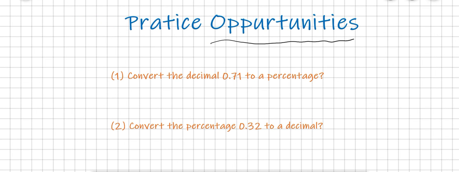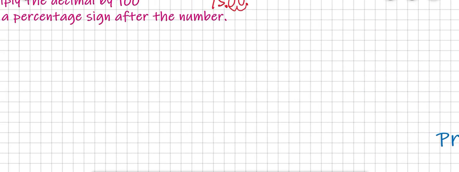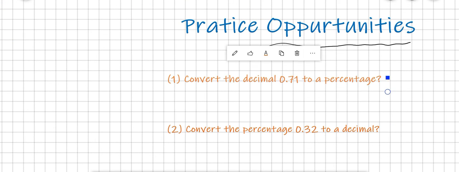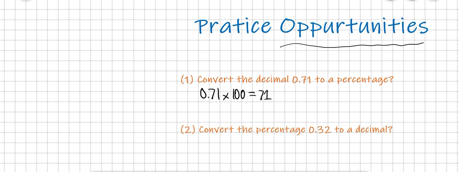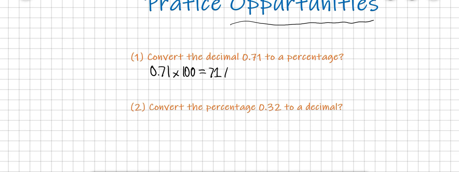So question 1. Convert the decimal 0.71 to a percentage. For our first step, as we said before, we have to multiply the decimal by 100. So we can do that by writing 0.71 multiplied by 100, which would give us 71. And then to turn 71 into a percentage, all we have to do is add a percentage sign.